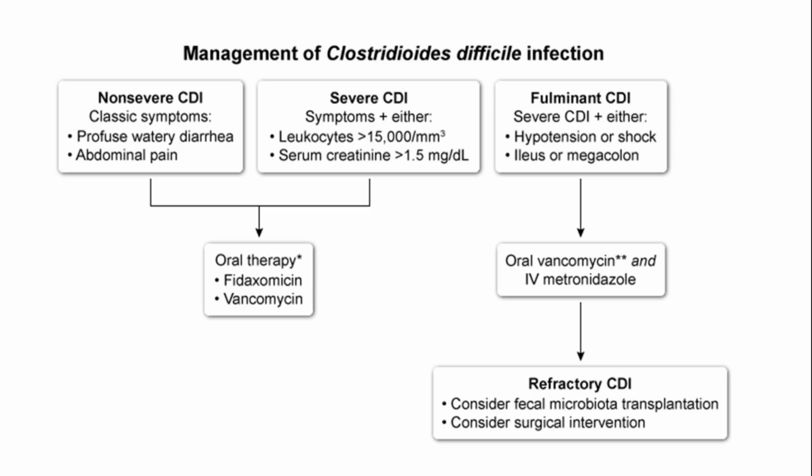In fulminant CDI, patients present with signs of systemic toxicity, such as hypotension, shock, ileus, or toxic megacolon. These cases require oral vancomycin combined with intravenous metronidazole. This dual approach ensures both local and systemic coverage due to impaired gut motility or absorption.